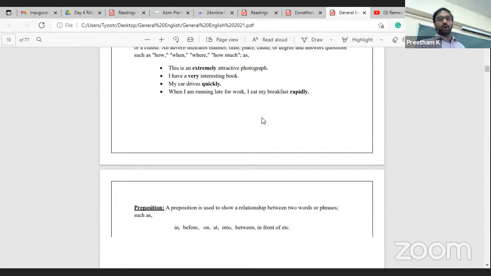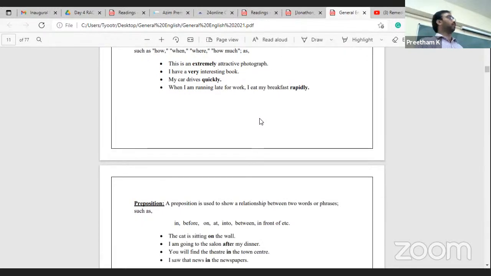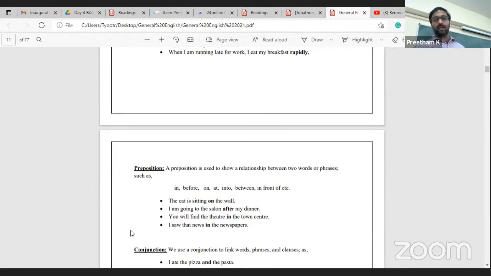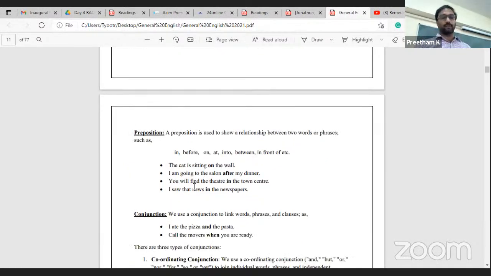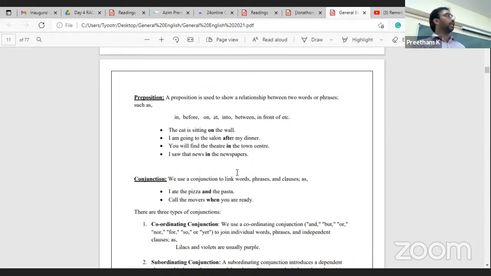When I am running late for work, I eat my breakfast rapidly. What is rapidly describing? Breakfast or eat? Eat. So there will be minor confusion between adjective and adverb, so you should keep this in mind. Ly, adverb. And you should find where the nearest verb is. What is it describing?